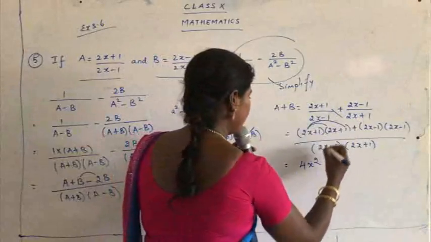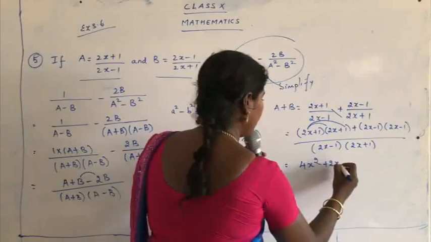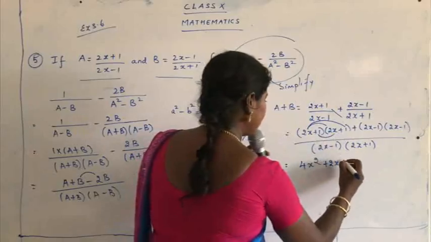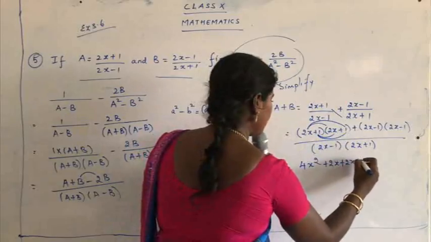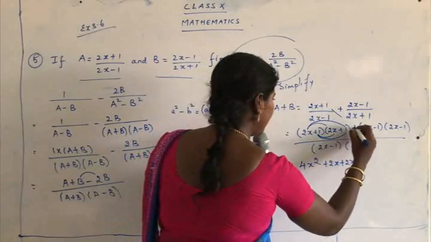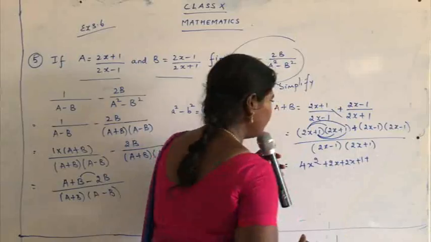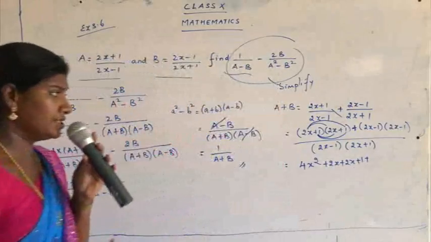2x into 1 plus 2x. 1 into 2x plus 2x. 1 into 1 plus 1. Plus sign is present, so there is no problem. No sign is going to change. So you can just continue your sum.